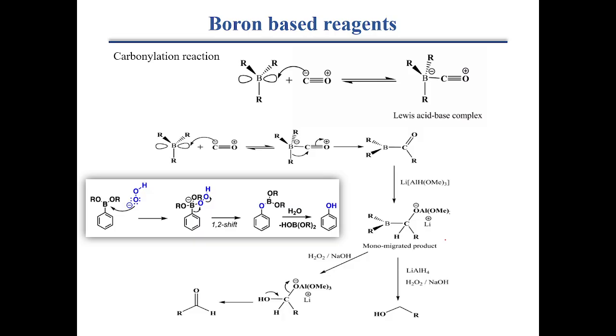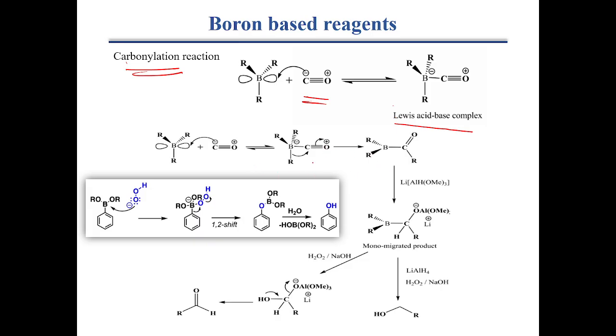So if we consider the boron-based reagent, the important reaction in boron-based chemistry is the carbonylation reaction. Boron has a vacant p orbital. So now this carbon monoxide reacts with the vacant p orbital of the boron and forms this Lewis acid base complex. As boron can accept electrons, it is a Lewis acid, and this carbon monoxide is donating, and that's why it is a Lewis base. So an acid base pair will form.